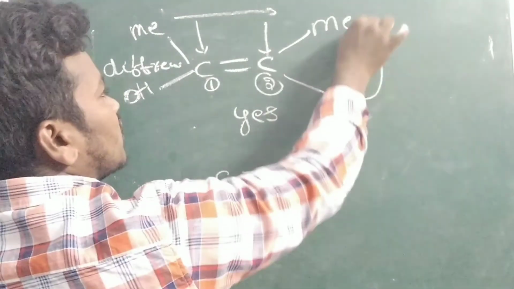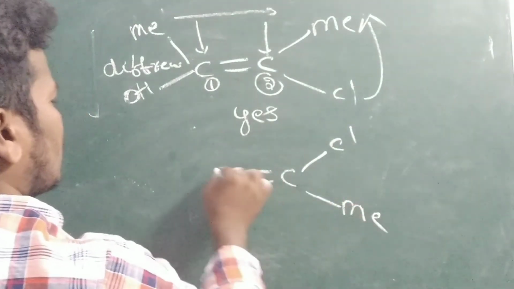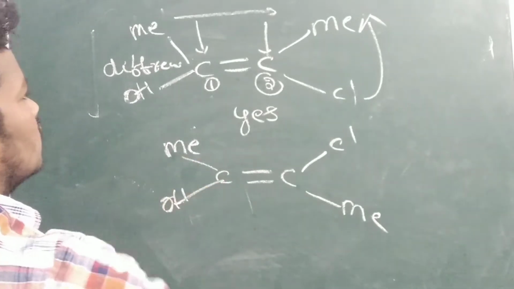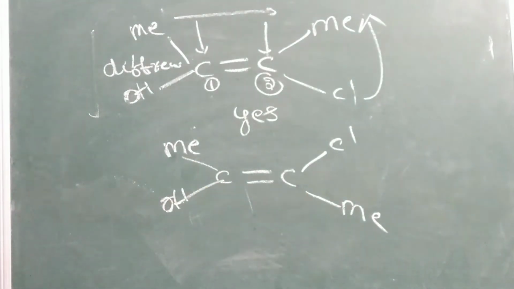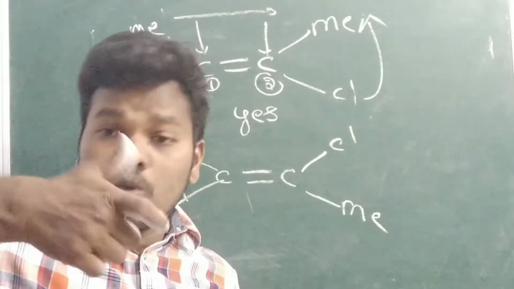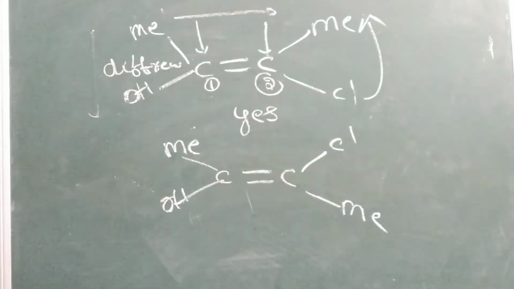Just rotate this one, so chlorine will go and methyl will come, and methyl and OH. You should rotate only one carbon, only the groups on any one carbon. You should not rotate both the groups.